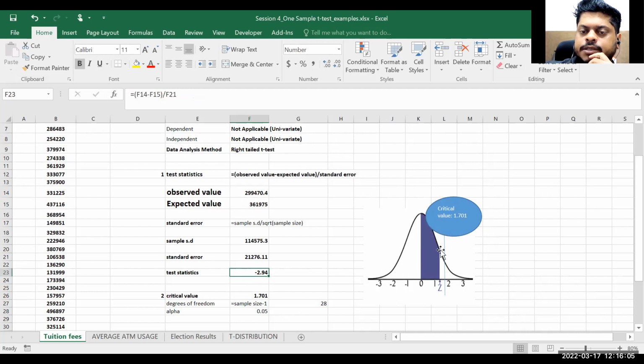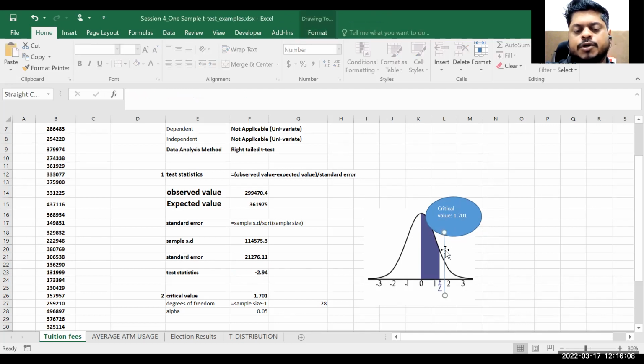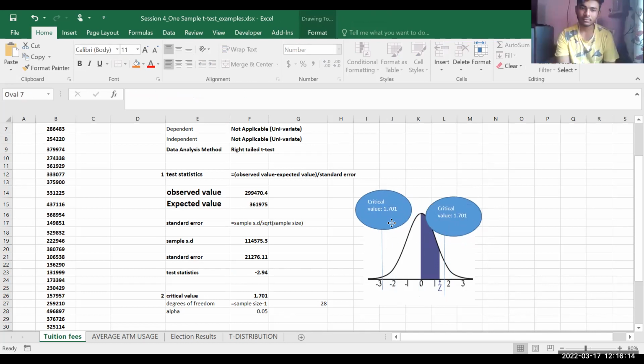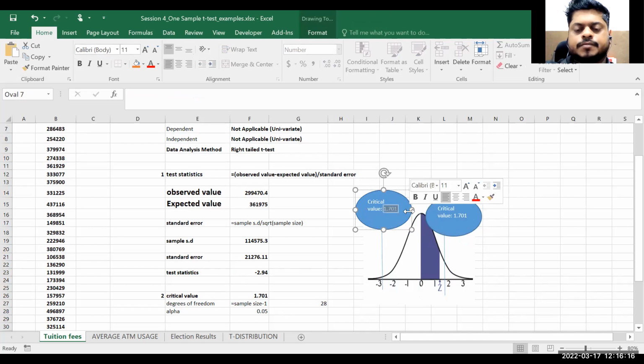I have calculated my test statistic, that is the standardized sample data. Where will this number fall? Right or left? Left, sir. Left. So it is minus 2.94. If I had got this value as 1.8 or 1.9, it would have been on the right side, beyond the boundary, and I could have rejected. But this is within the range of 1.701.